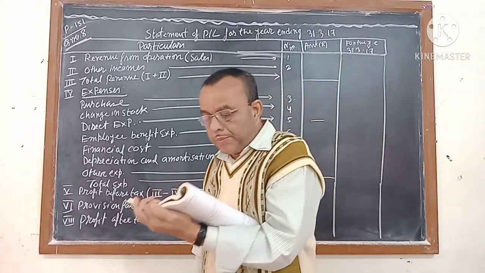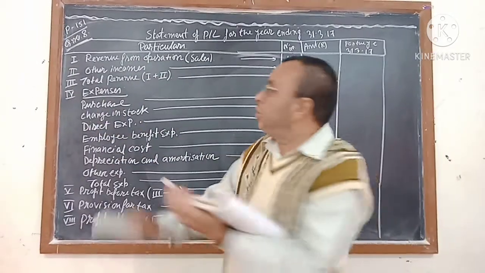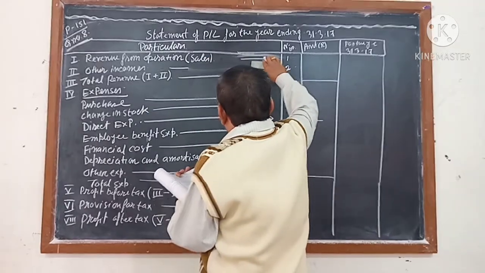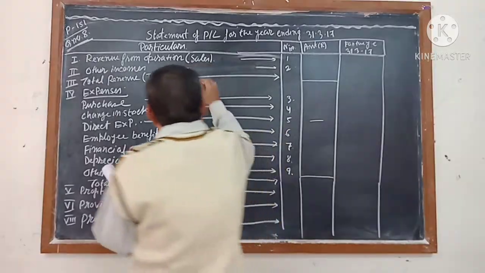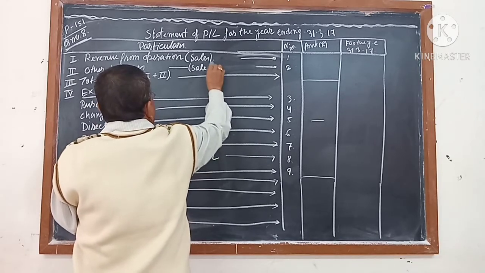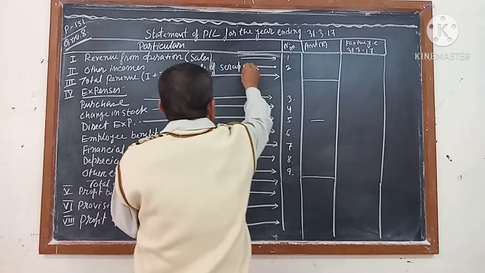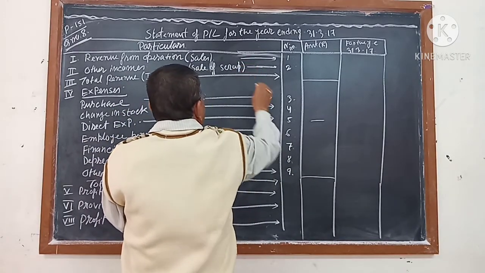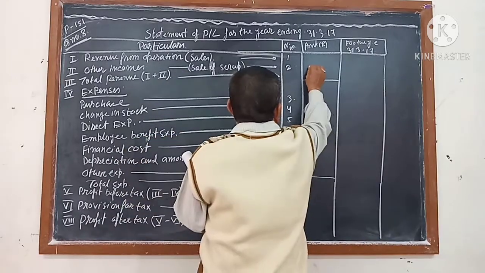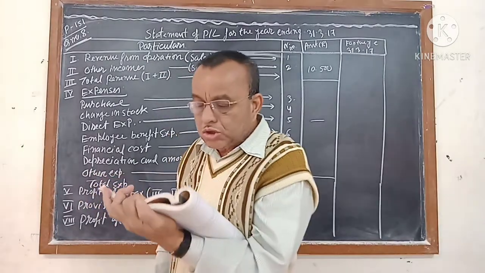We will start from the top. Sale of scrap, we will write it here. The sale of scrap is your other income. So here I will write under other income, sale of scrap. How much? Sale of scrap is number 2. How much amount? Sale of scrap is 10,500. Plus, next is coming cost of material consumed.